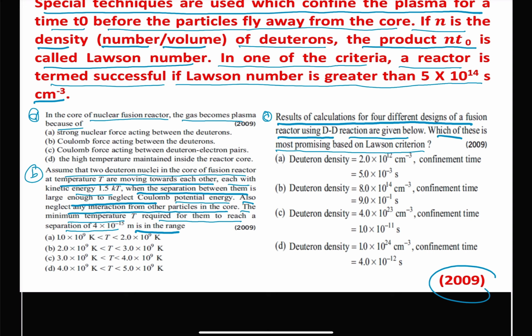So the first one is quite straightforward, and it says that in the core of a nuclear fusion reactor, the gas becomes plasma because of the high temperature inside the reactor. This is quite straightforward, because at very high temperature the thermal energy is large enough to overcome the electrostatic force of attraction between the electrons and nuclei, and that results in ionization.